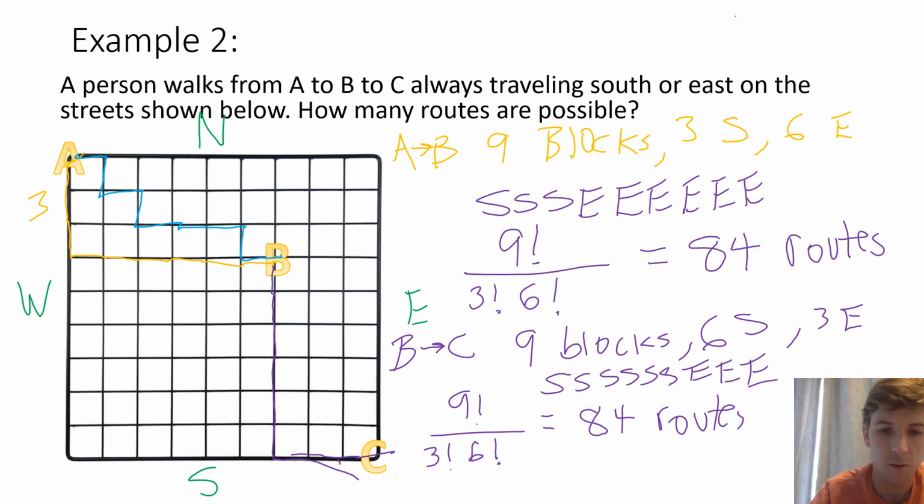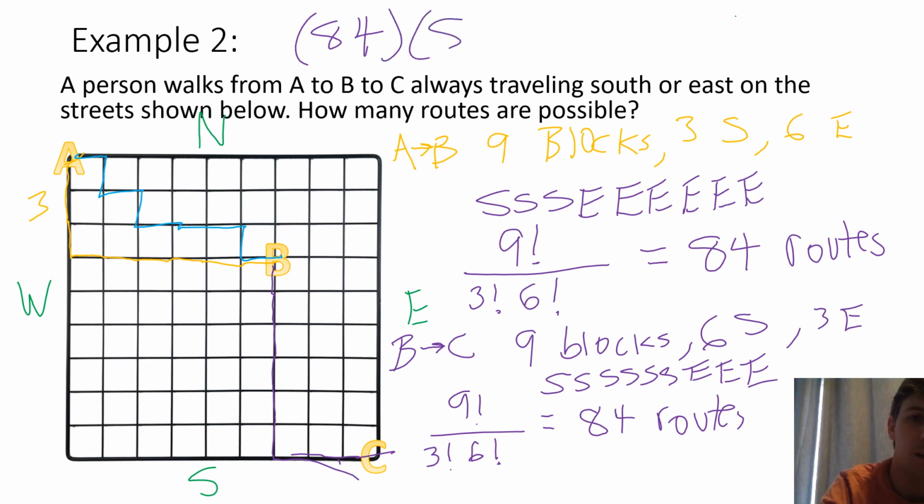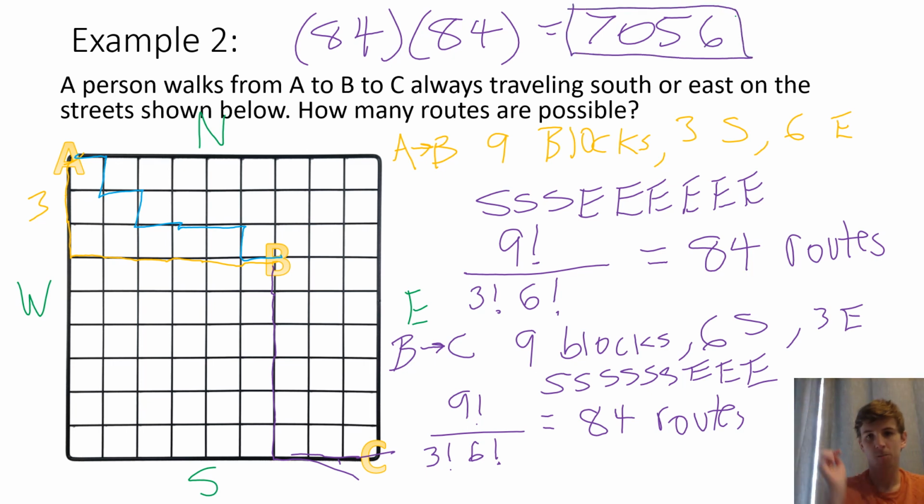So to figure out the total number of routes, all we've got to do is use the multiplication principle. It's going to be 84 from A to B, 84 from B to C, and you get a total of 7,056 routes. So this person can entertain themselves in quarantine, going for walks for quite a while.